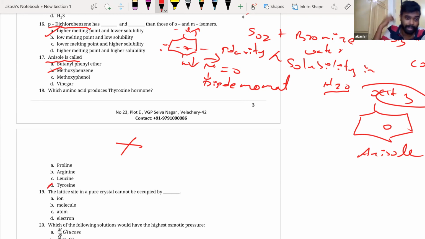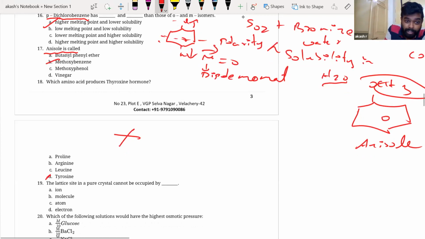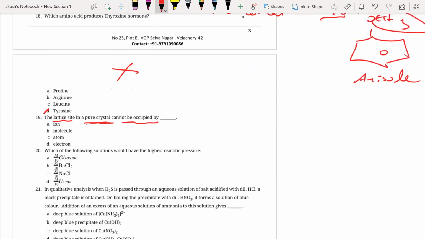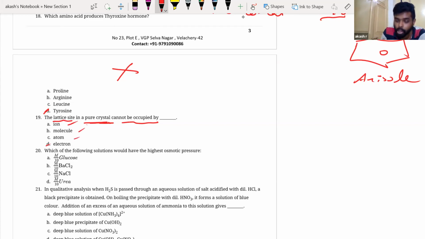Okay. Lattice site in a pure crystal. Please be very careful. A lattice site in pure crystal cannot be occupied by electrons. Exactly. Now remember, lattice site can be occupied by a molecule or an atom, doesn't matter. But electron, no. Lattice cannot be occupied by electron because electrons are very small.